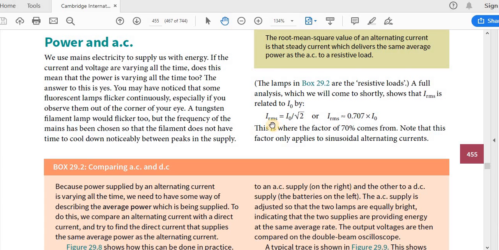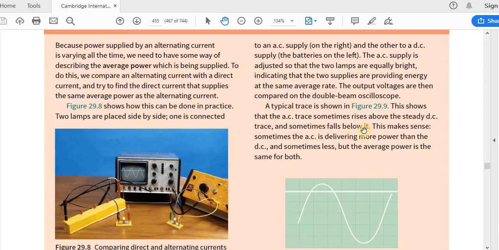Okay, so this is an important equation. I r.m.s is equal to I0 divided by square root of 2. And note that this factor only applies to sinusoidal alternating currents. Okay, let's go through this one.